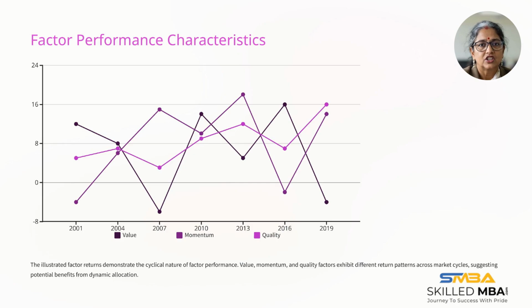The cyclical nature of factor performance is evident in value, momentum, and quality factors. Each exhibits distinct return patterns across market cycles, highlighting the potential benefits of dynamic allocation. Understanding these patterns is crucial for optimizing portfolio strategies and enhancing returns.